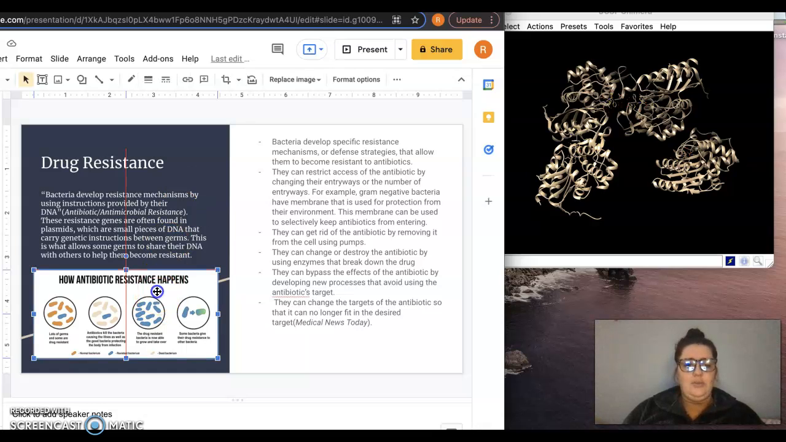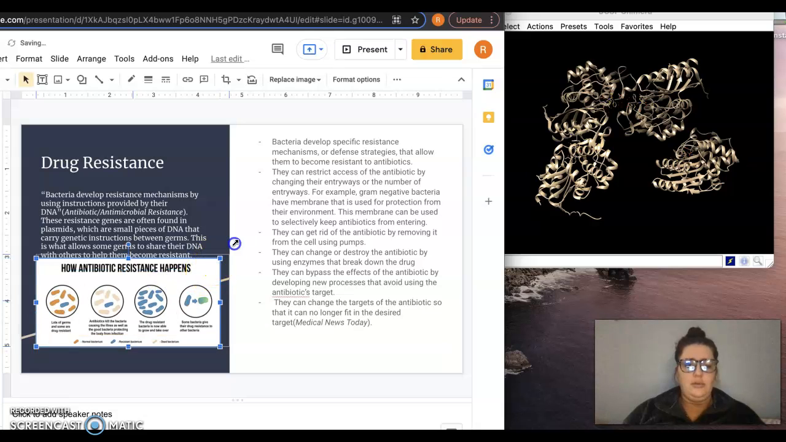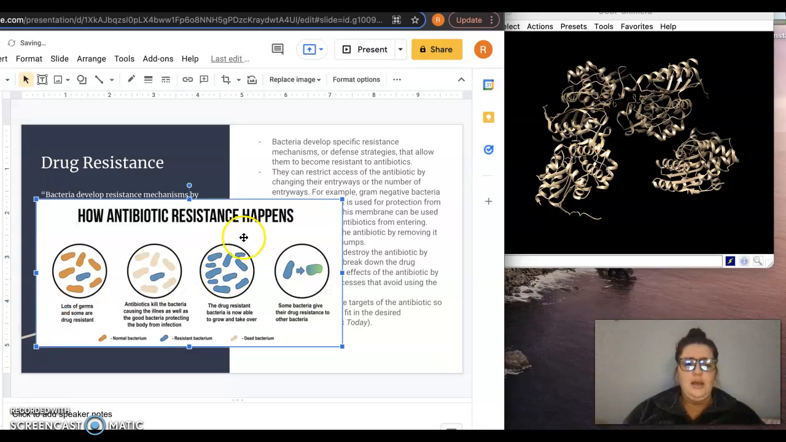So I have a little picture down here. I'm going to make it bigger so we can see. This is just one example of how antibiotic resistance happens. For example, if you're taking an antibiotic and you don't take the whole thing, or it's not strong enough to kill all of the bacteria, that's when resistance can occur.